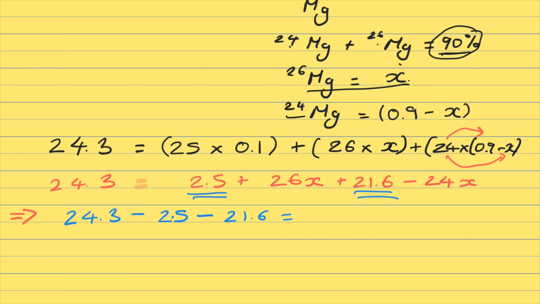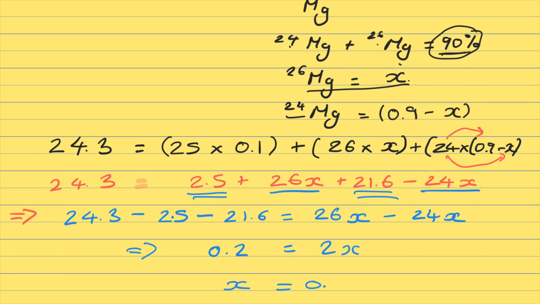So I've got all my numbers together on the left, and then I'm going to leave my x's on the right. So 26x minus 24x. Now I'm going to work out what that means. So 24.3 minus 2.5 minus 21.6 is equal to 0.2, and 26 minus 24 is equal to 2x. So if 2x is equal to 0.2, I can conclude that 1x is equal to 0.1, i.e. 0.2 divided by 2. So 0.1 is x.